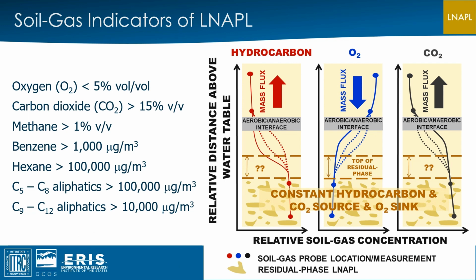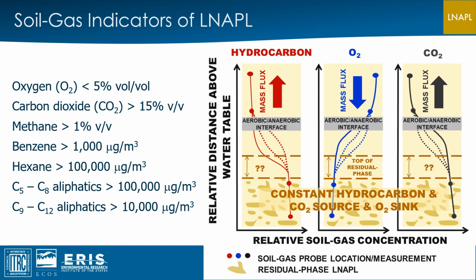If available, soil gas data can also help in the identification of residual LNAPL sources. Such indicators include oxygen concentrations in soil gas less than 5% by volume, carbon dioxide concentrations in soil gas greater than 15% by volume, and methane concentrations in soil gas greater than 1% by volume.